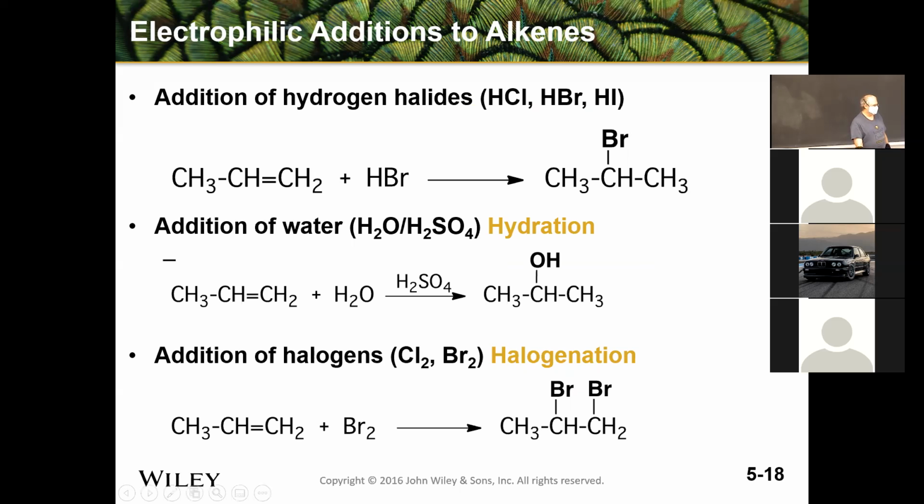So H ends up going to carbon number 1, Br goes to carbon number 2. And then the second bullet point is addition of water. We do need a catalyst here, something like sulfuric acid. We add H and OH, and again, H goes to carbon number 1, OH goes to carbon number 2. We can also add halogens to a double bond, chlorine or bromine, and we get a dibromo alkane.